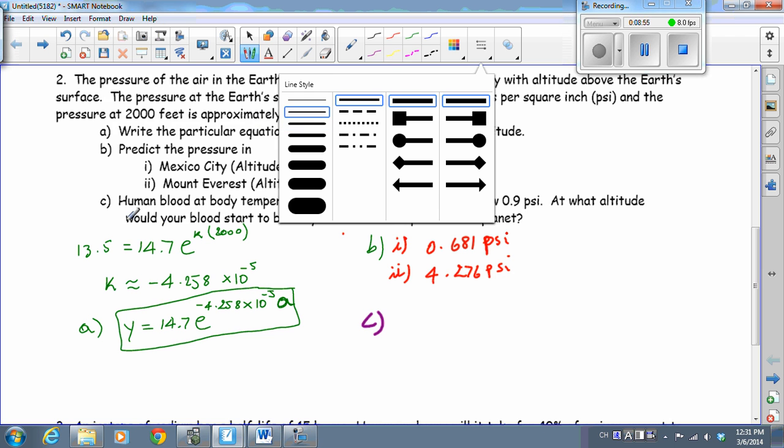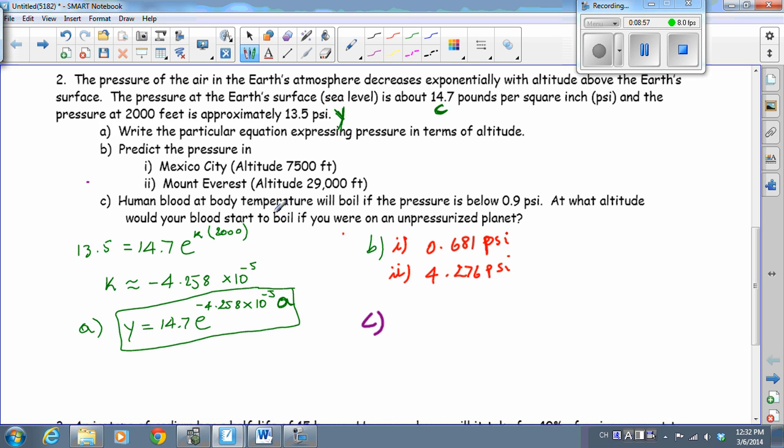I'll jump to C now. For C, it says human blood at body temperature will boil if the pressure is below 0.9. So this is where we're trying to get. At what altitude will your blood start to boil? So I will start by saying 0.9 is equal to 14.7 e to the power of negative 4.258 times 10 to the power of negative 5. And here I still got A. My job is to solve for A.